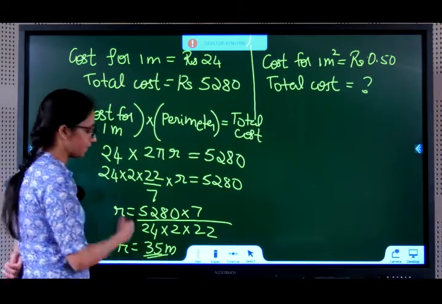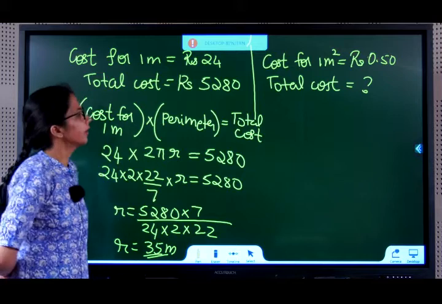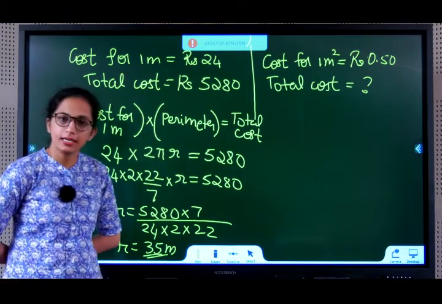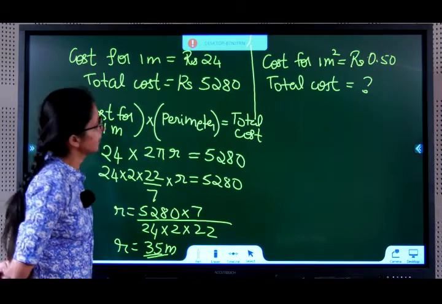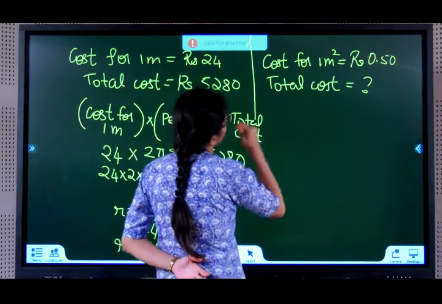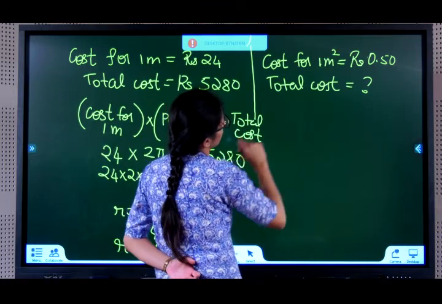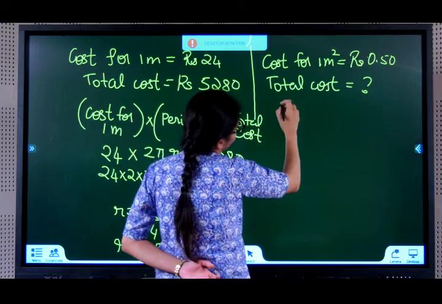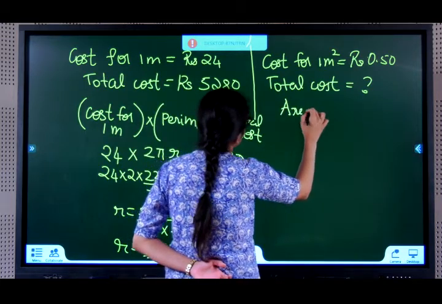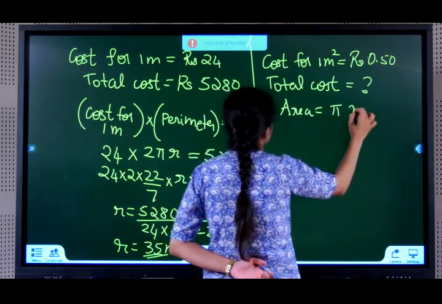Remember one thing, I have been using the word perimeter over here. Perimeter of the circle is nothing but circumference of the circle. Same thing, circumference of the circle is perimeter. Okay, so now coming here, cost for 1 meter square is 0.5, total cost to be found. So for this you need total area, right? So first we will find the area.